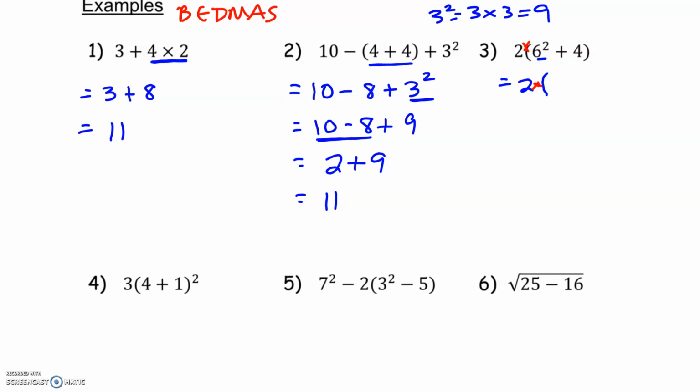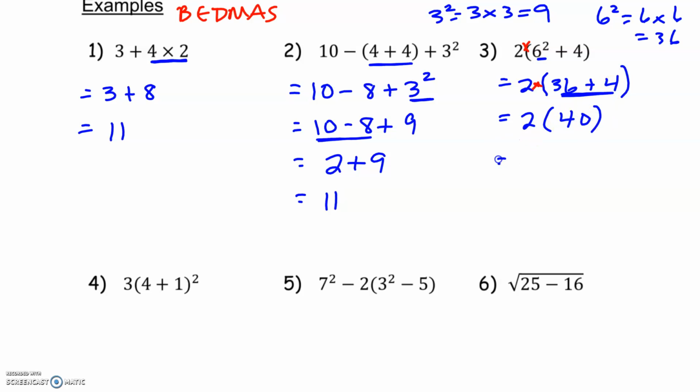Okay, we have 6 squared, which we know is going to be 36, because again, 6 squared equals 6 times 6, which is 36. Okay, and then I have the plus 4 after. Right, we have now the 2 bracket, and I'm going to solve inside here. 36 plus 4 is 40. And then I can finish it off. We know this is 2 times 40, which is 80. I said the answer there.